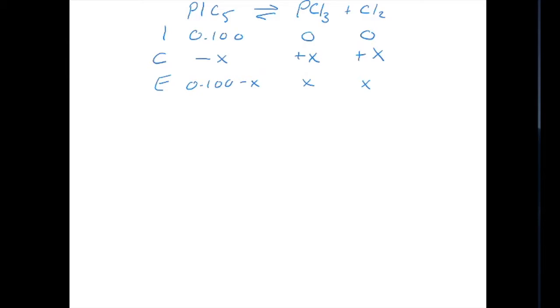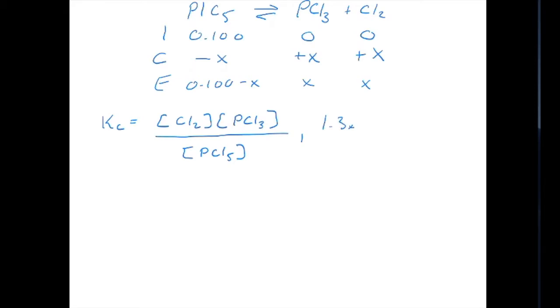Next step, write out the equilibrium expression. Kc equals the concentration of Cl2 times the concentration of PCl3 divided by the concentration of PCl5. Now if we substitute in the values, 1.3 times 10 to the minus 5 equals x squared over 0.100 minus x. Now in this case, if we were to multiply this out and solve for x, we would end up with a quadratic formula. So we would have to use the quadratic equation in order to determine what x is.